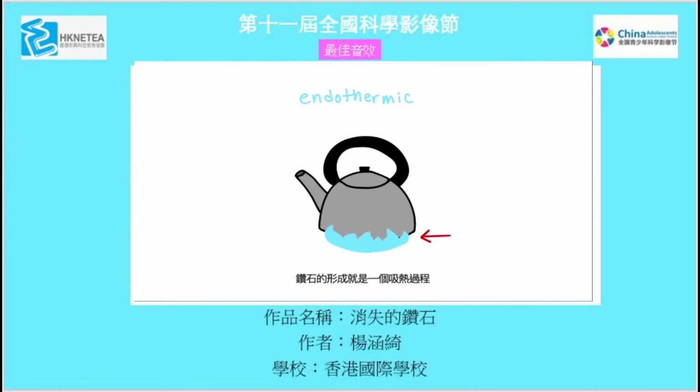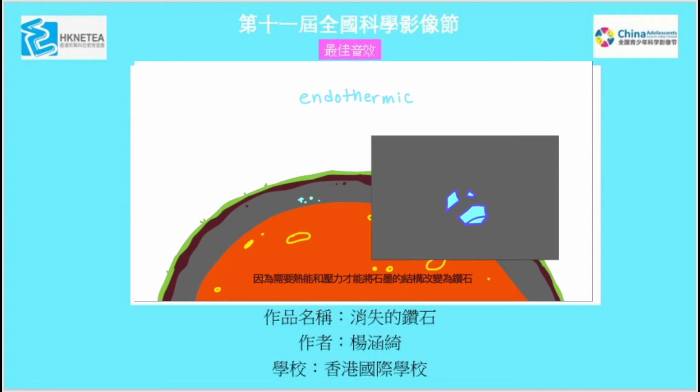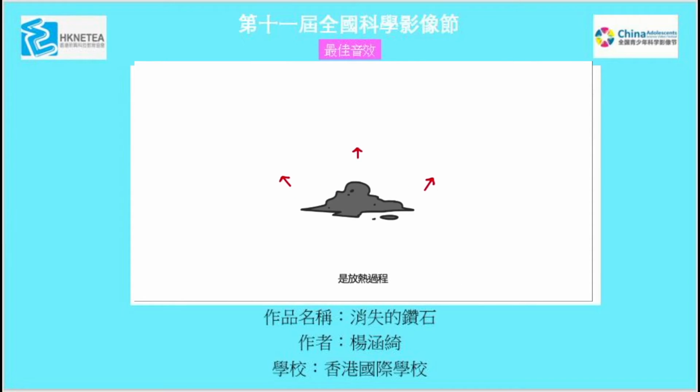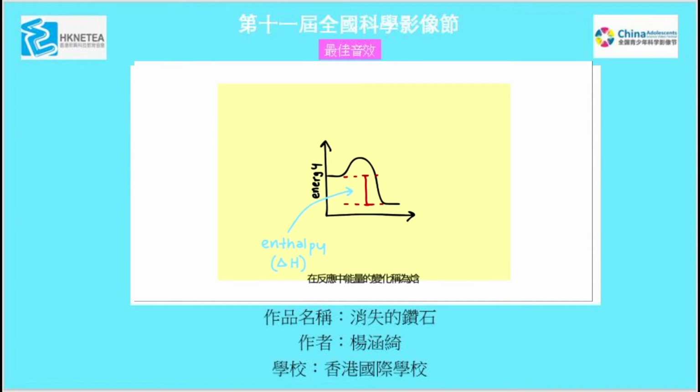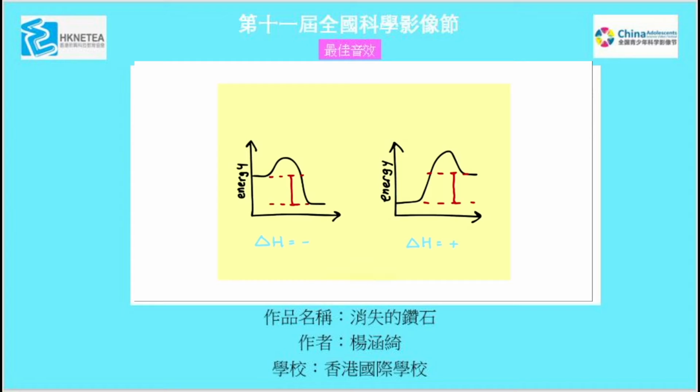The formation of diamond is an endothermic process, as heat and pressure is required to change the structure of graphite to diamond. From this, we can already infer that the reverse, converting diamonds back to graphite, is an exothermic process. But let's take a look at the numbers. The change in energy of a reaction is called enthalpy. In an exothermic reaction, enthalpy is negative. The reverse reaction would be endothermic, with the same enthalpy magnitude, but positive.